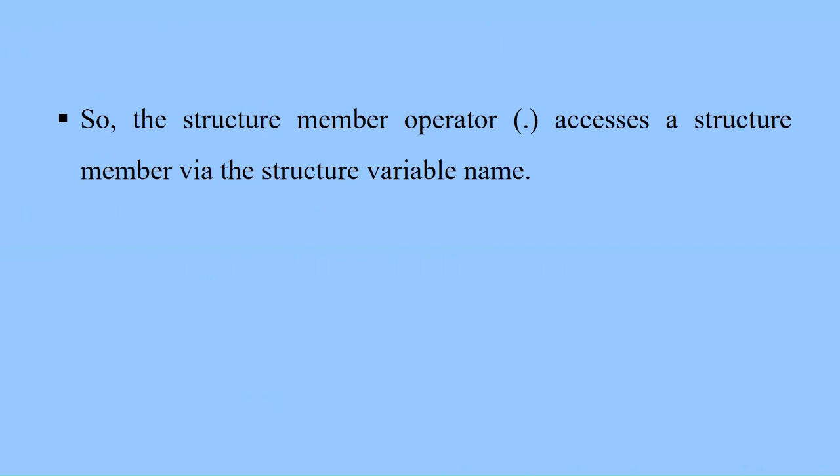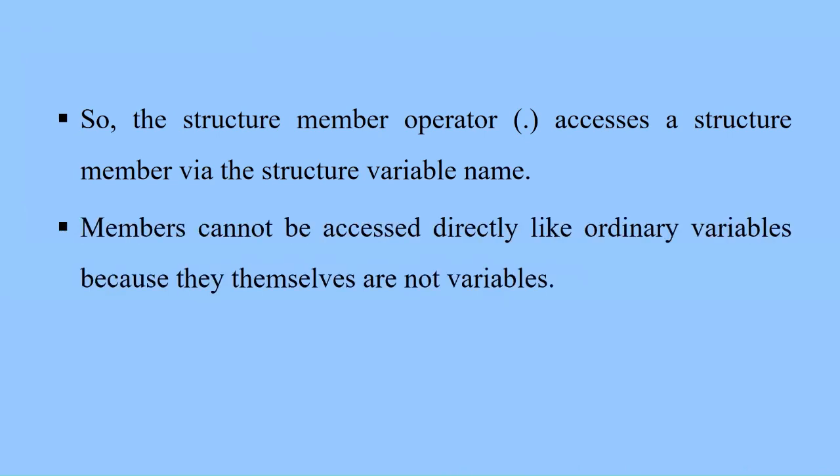The structure member operator dot, which usually is called period in other areas, accesses a structure member via the structure variable name. Members cannot be accessed directly like ordinary variables because they themselves are not variables.